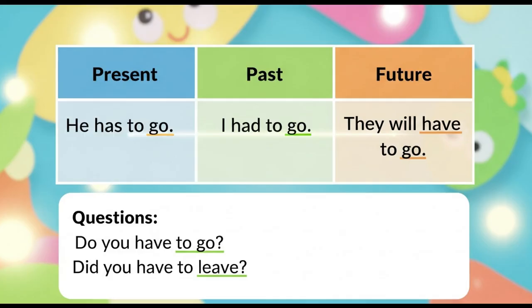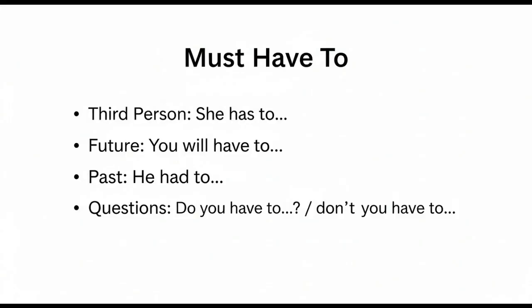Got it? Let's dive into the list, starting with the most common one. Have to, obligation. Have to is very similar to must. It shows strong obligation. You have no choice. You have to follow the speed limit.